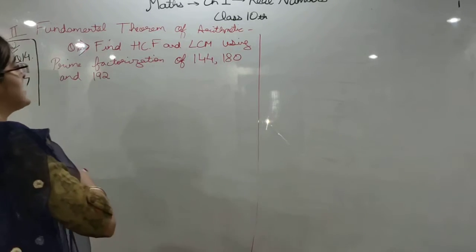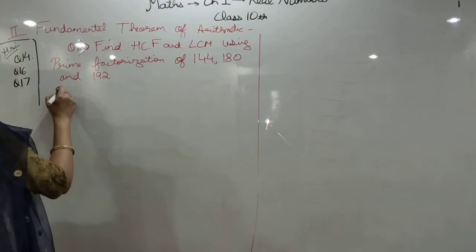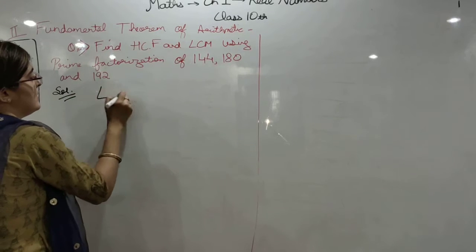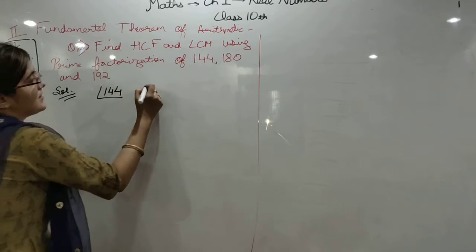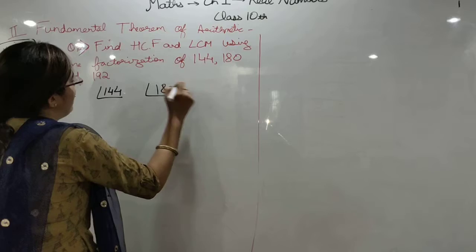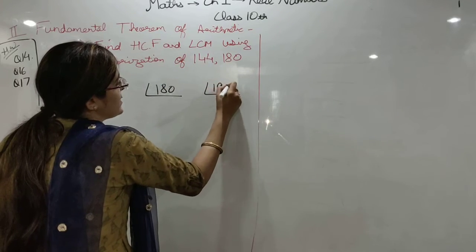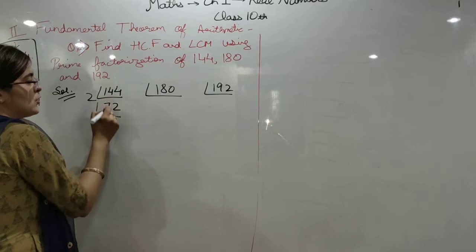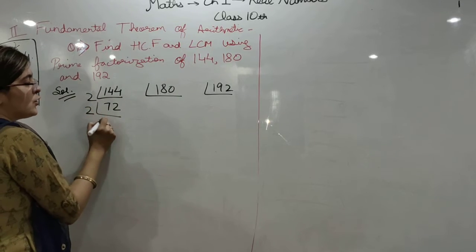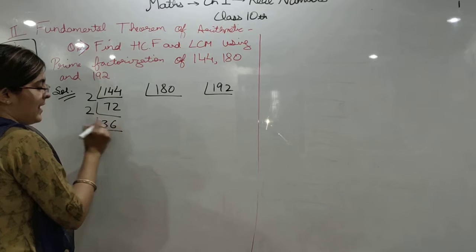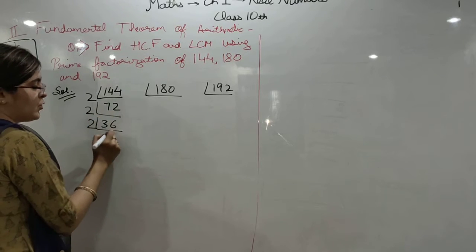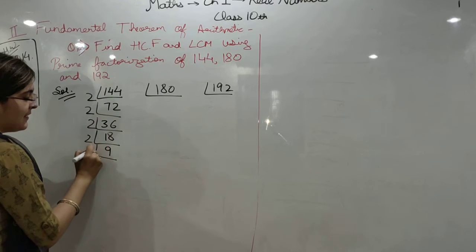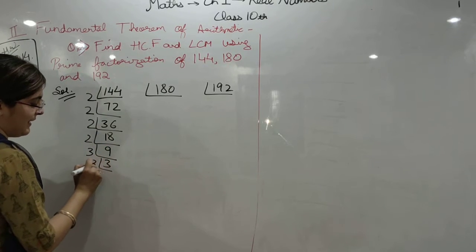So let's start. We will use the same process. First, we will calculate the HCF. Take the prime factors of 144, 180 and 192 separately. We will start from 2. 2 twos are 4, 2 threes are 6, 2 sixes are 12, 2 eights are 16, 2 nines are 18, 3 threes are 9.